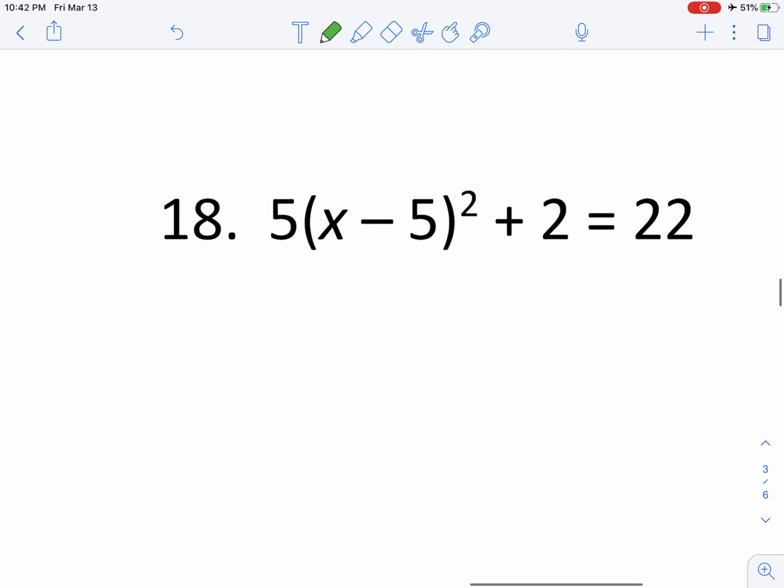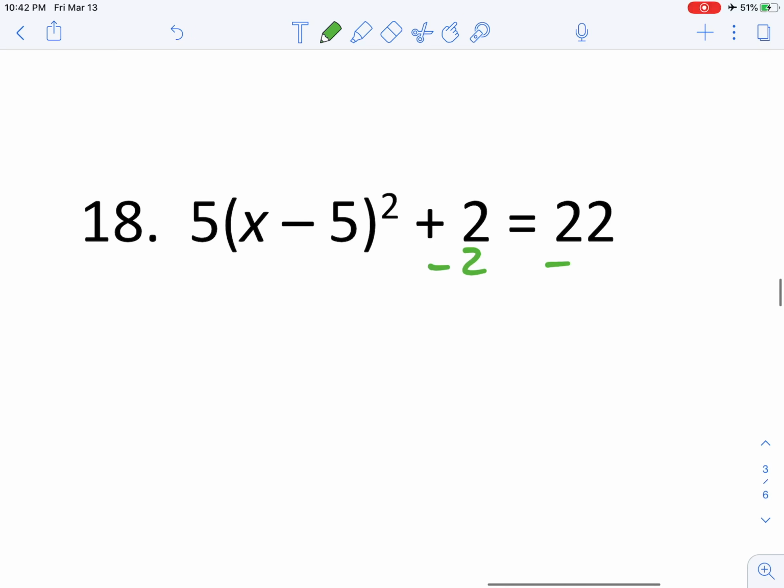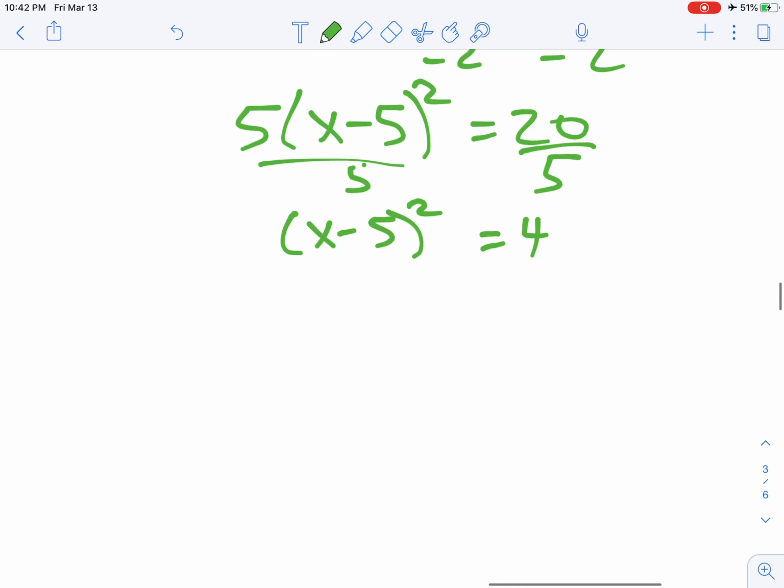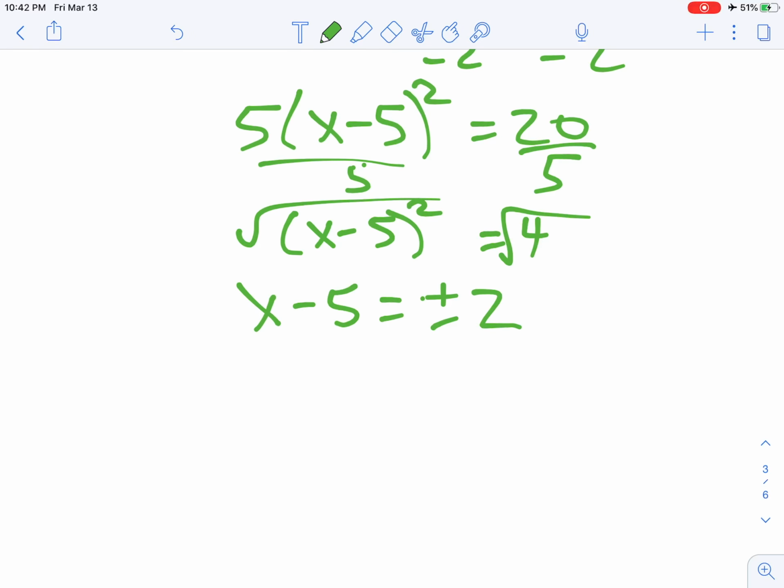Or 0 and 6. And last but certainly not least, I subtract 2. I get 5 times x minus 5 all squared equals 20. Divide by 5. Get x minus 5 squared equals 4. So x minus 5 equals plus or minus 2 because we took the square root of both sides. So I add 5. That was horrible. Add 5 and get x equals 7 or 3.